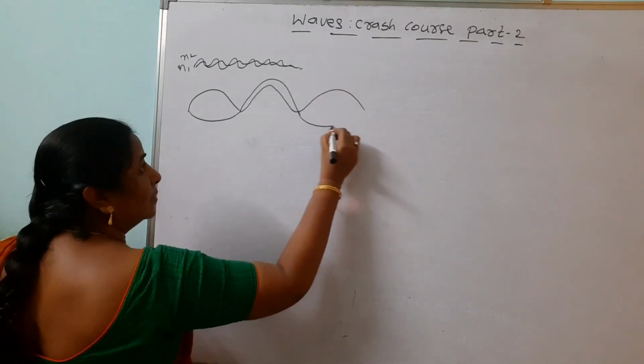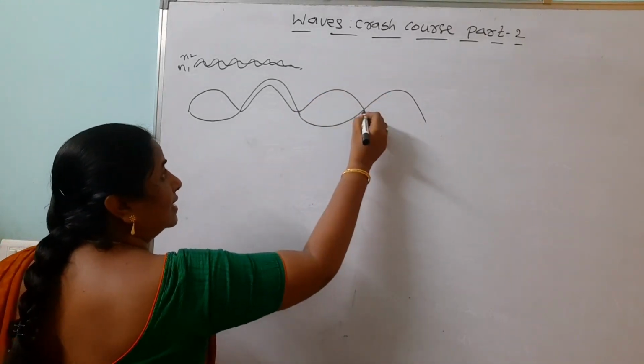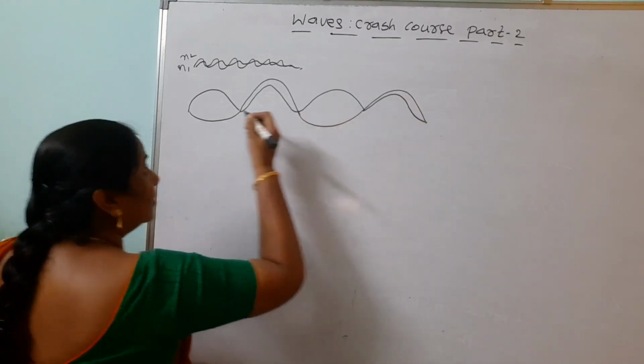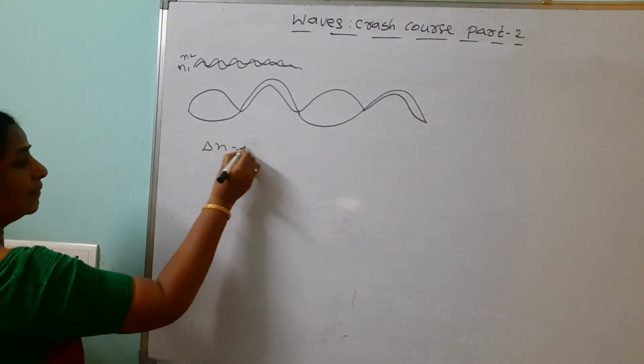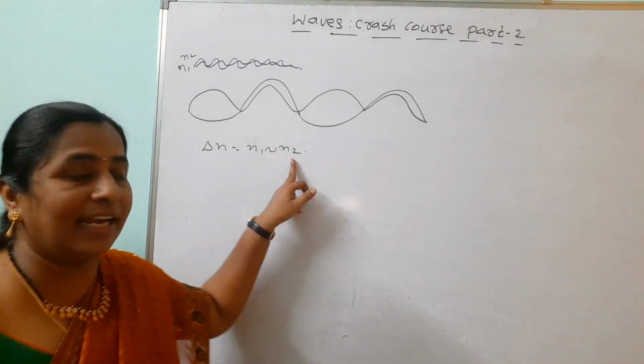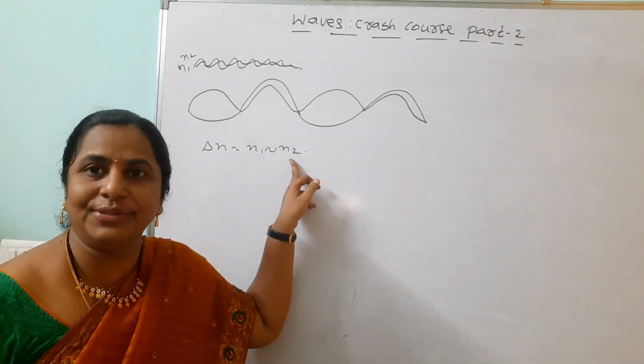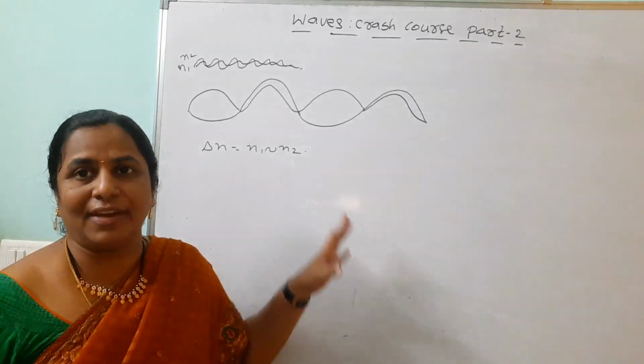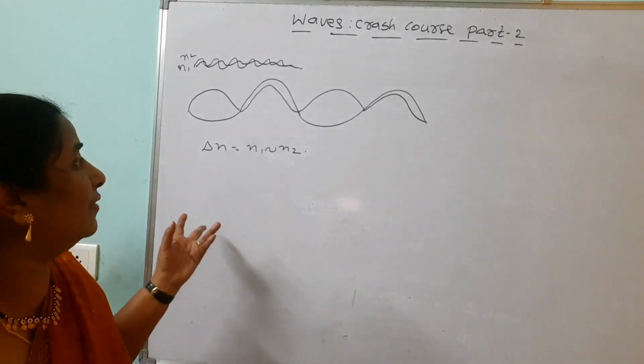We are getting the maximum sound. Then here, out of phase, we are getting the minimum sound. So here, what is the beat frequency? N1 difference N2. Why am I taking the difference? Here N2 is more than N1, so we should do N2 minus N1. If N1 is more than N2, we should do N1 minus N2.